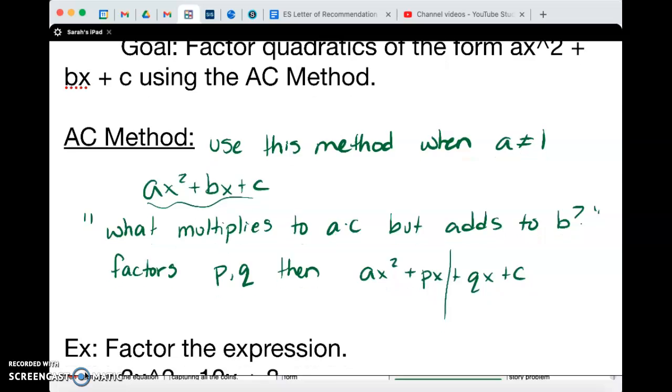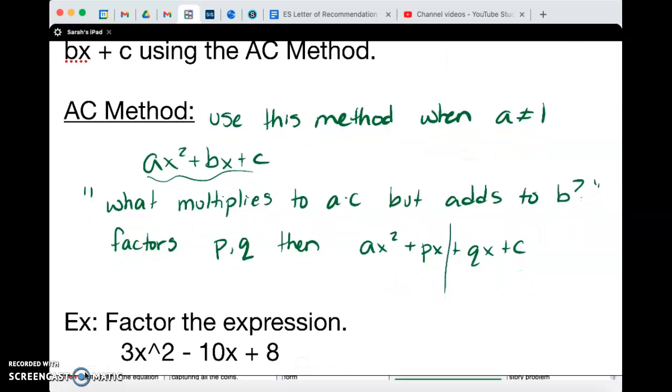AC method. Most people will forget the shortcut that we went over the last 2 days and just always do this full AC method every single time. Is that A times C? Yeah.